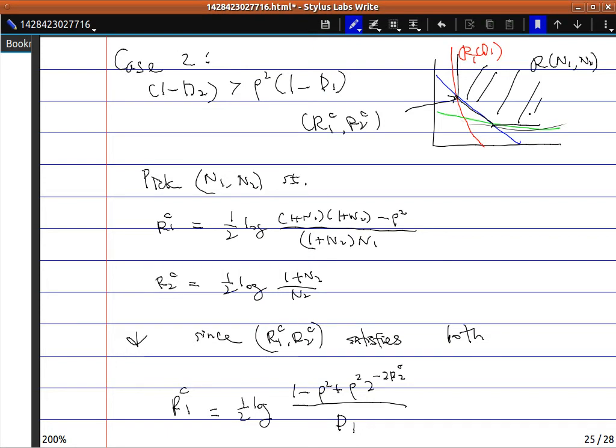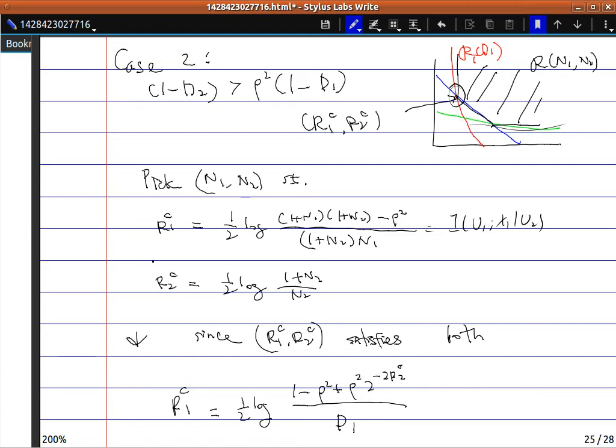We want to show that any point inside the intersection of these three regions is achievable. To do that, we first start with the corner point here. For this corner point, we will try to pick an M1 and M2 such that, let's say this corner point is R1C, R2C, such that this rate here is equal to R1C. I know that this is actually just equal to I of U1; X1 given U2.